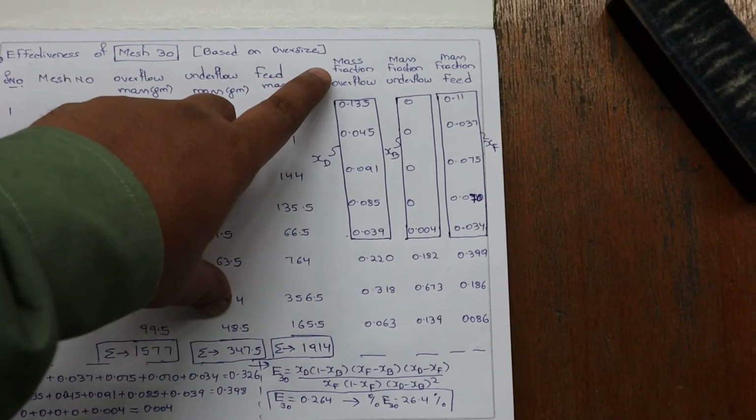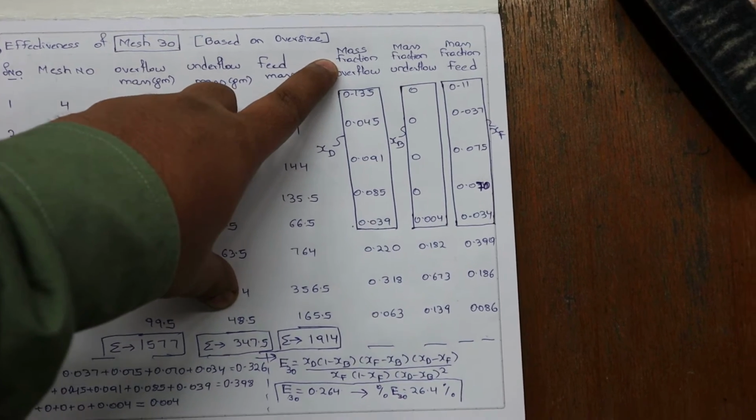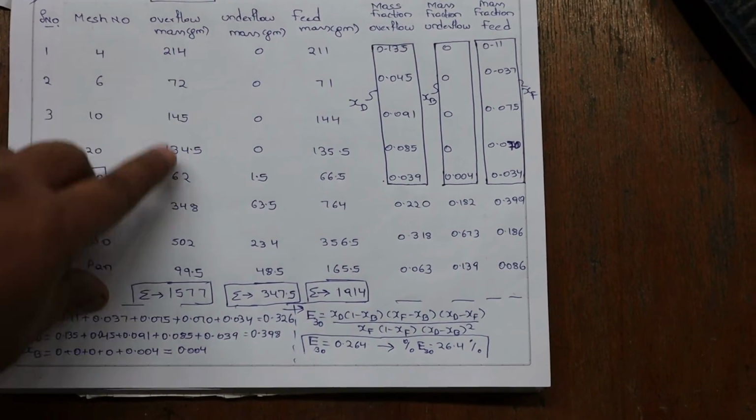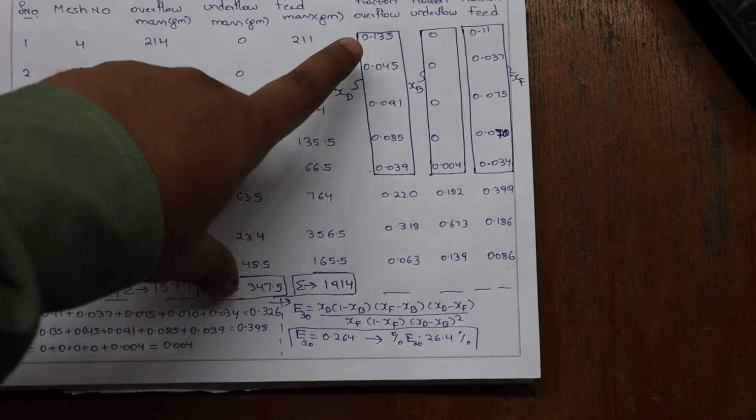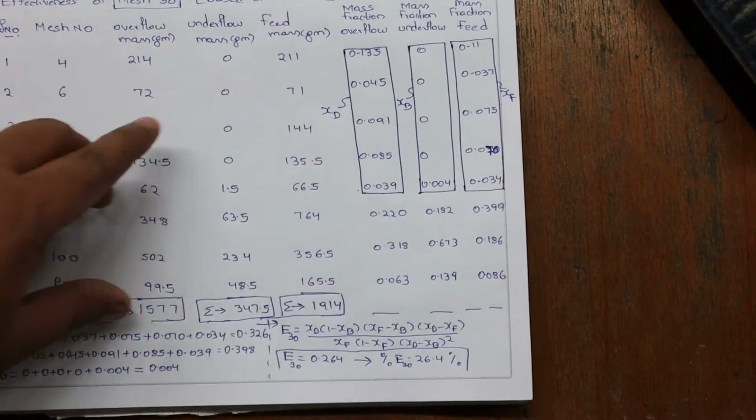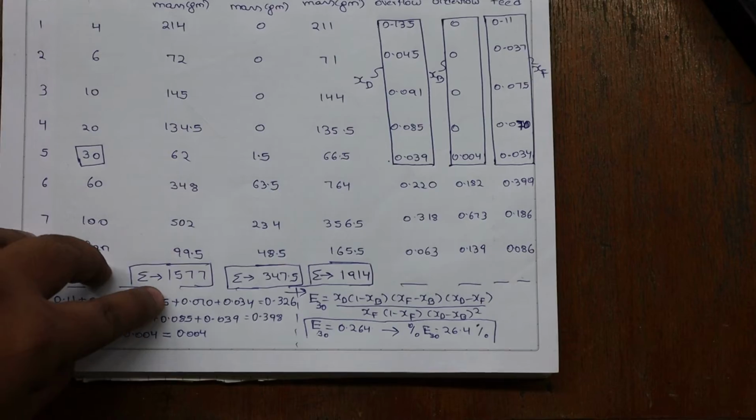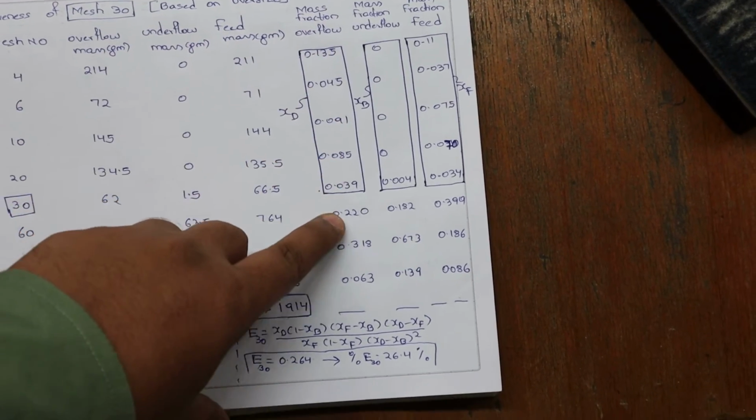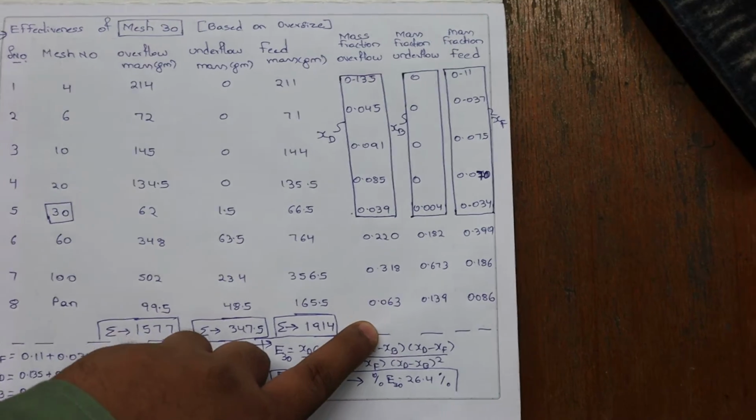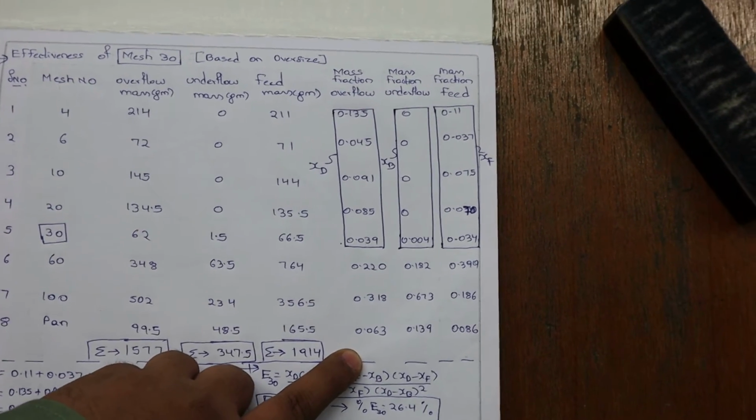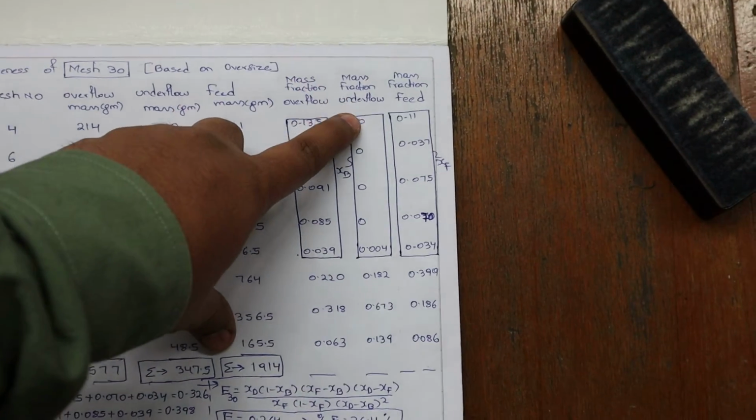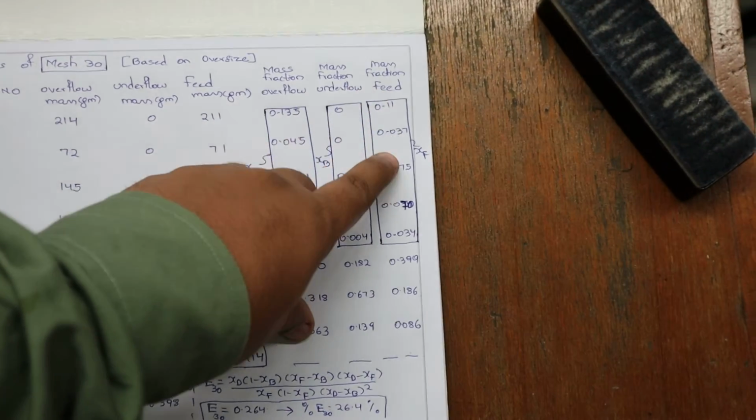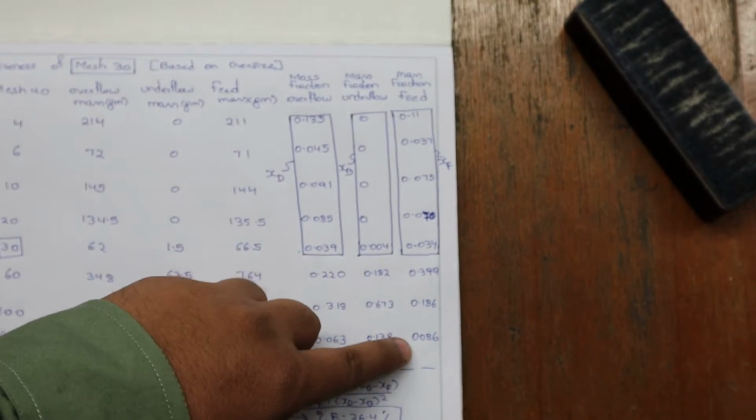So now our agenda is to calculate the mass fraction. Mass fraction during the overflow is nothing but 214 divided by 1577, which is 0.135. Similarly, 72 divided by 1577 is 0.045. Like that, we can calculate the mass fraction of all the particles in the overflow. In a similar way, we have to find the mass fraction of all the particles in the underflow and in the feed.